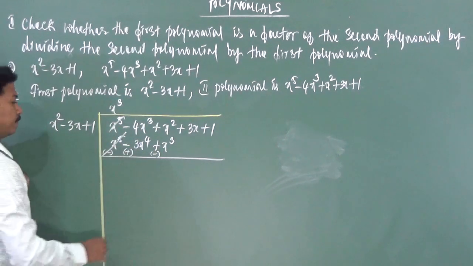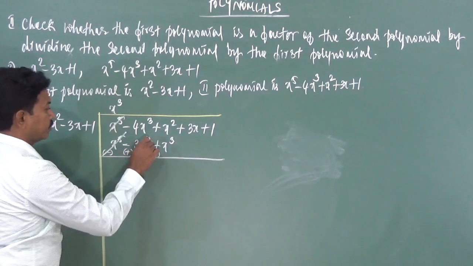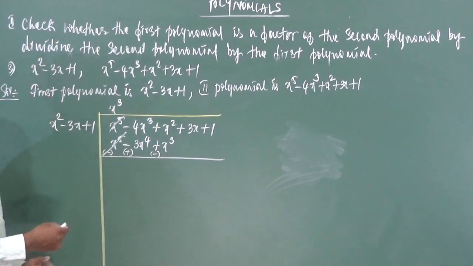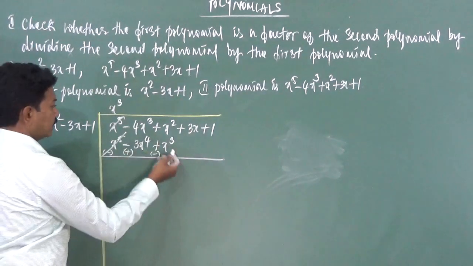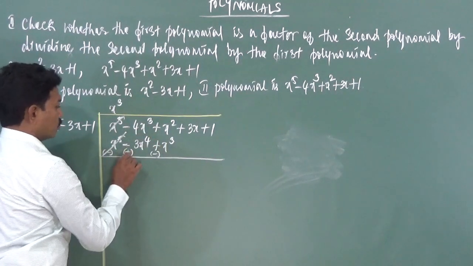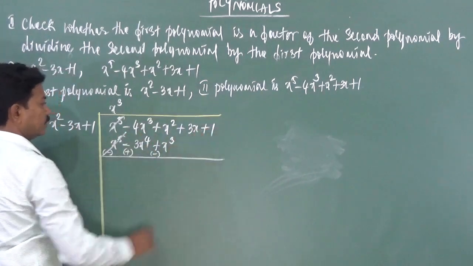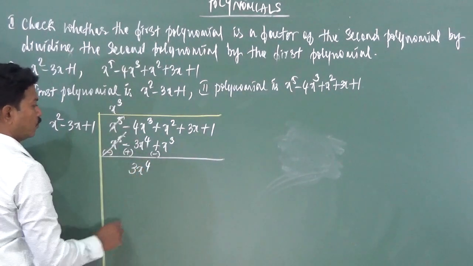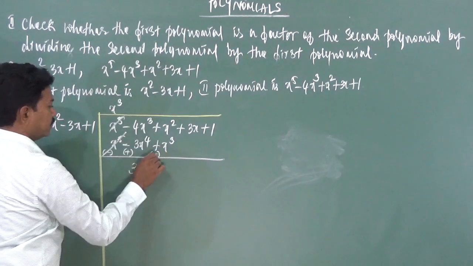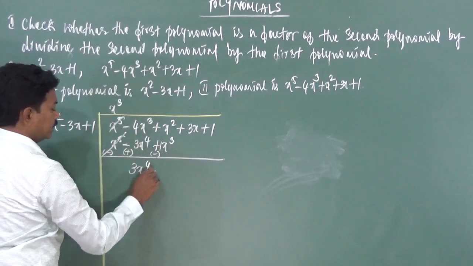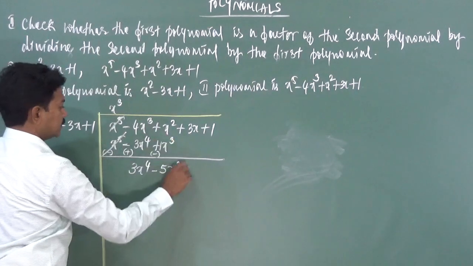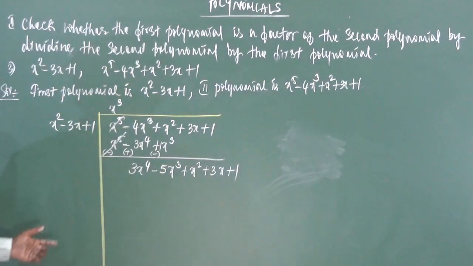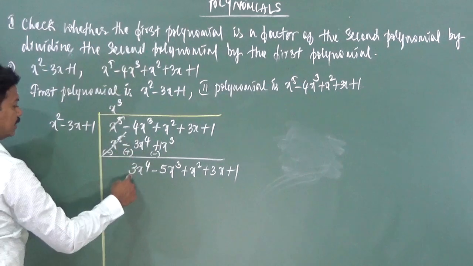So first terms cancel. So here we have plus 3x to the power 4. Here we have minus 4x cube. So x to the power 4, x to the power 3, they are not like terms. So therefore we are going to go with the simplification of like terms here. So for 3x to the power 4, no term is there for the process of simplification. So therefore we will write the term as it is, 3x to the power 4. So now we will simplify the like terms. So minus 1x cube minus 4x cube is minus 5x cube plus x square plus 3x plus 1. So this is the process.